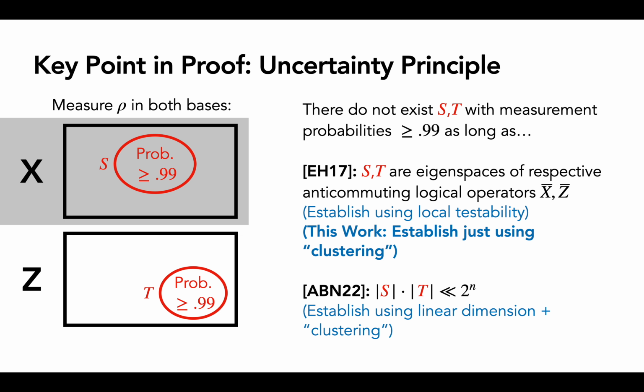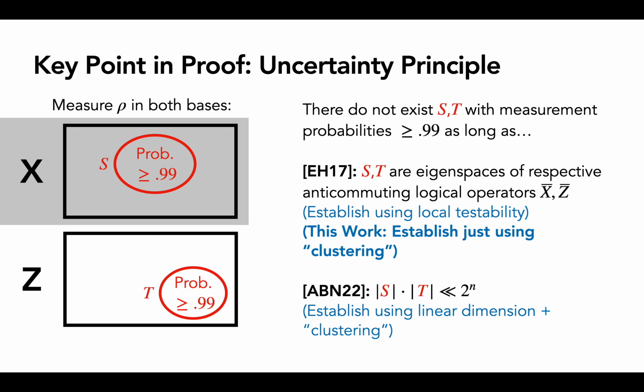So in our work, we essentially showed that the uncertainty principle that Eldar and Harrow use can actually be applied to codes satisfying this clustering property without linear dimension. And this is how we relax the linear dimension requirement to just having linear distance quantum LDPC codes of any positive dimension.